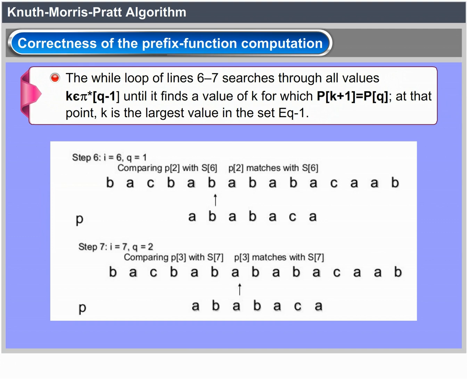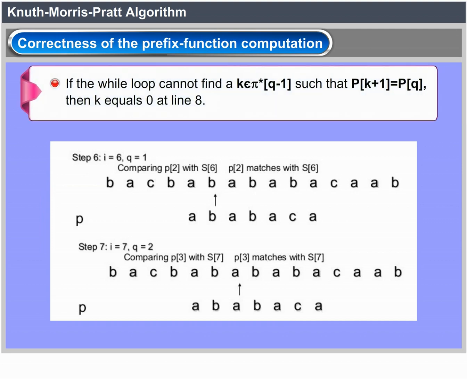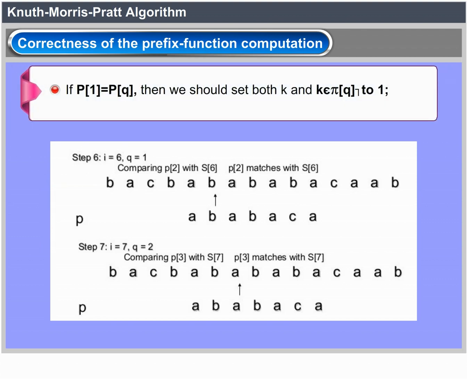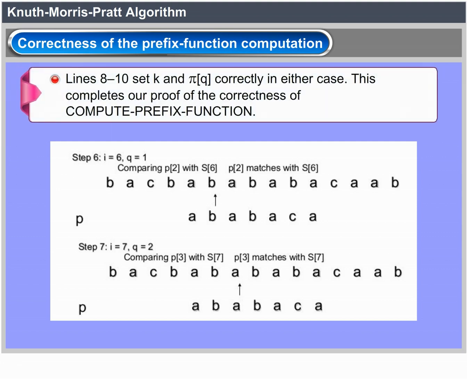If the while loop cannot find a k belonging to pi star of q minus 1 such that P of k plus 1 equals P of q, then k equals 0 at line 8. If P of 1 equals P of q, then we should set both k and pi of q to 1. Otherwise, we should leave k alone and set pi of q to 0. Lines 8 to 10 set k and pi of q correctly in either case. This completes our proof of the correctness of compute prefix function.